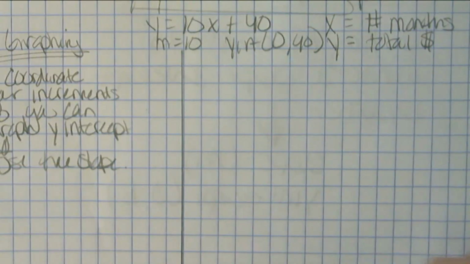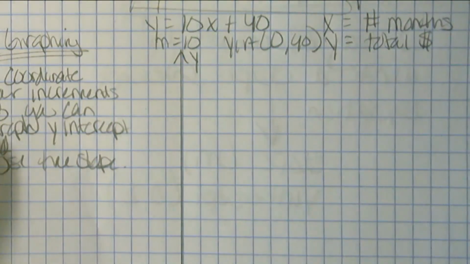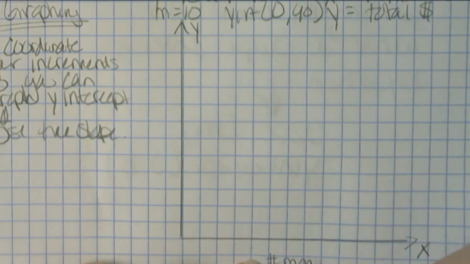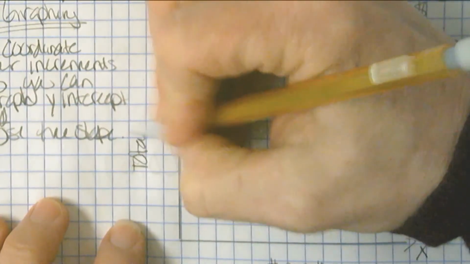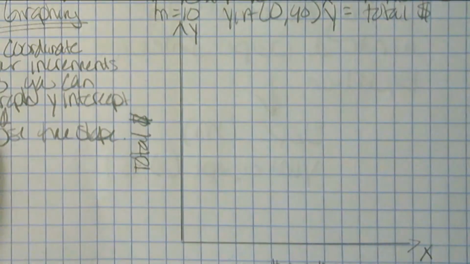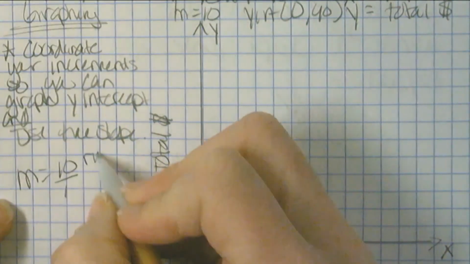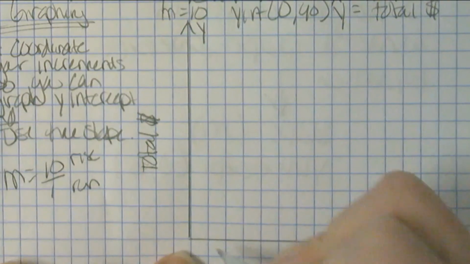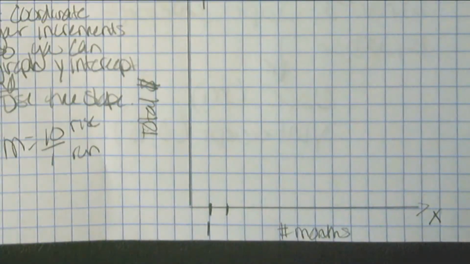All right, so I'm going to do my x and my y. Here's my x, here's my y. Chris, you're doing this as I am. My x is my number of months. Always label this so people can read your graph. My y is my total cost. Well, my 10 is my slope. That's like 10 over 1. My rise is 10. My run is 1. So I'm going to count on my x-axis by ones because I have a run of 1.